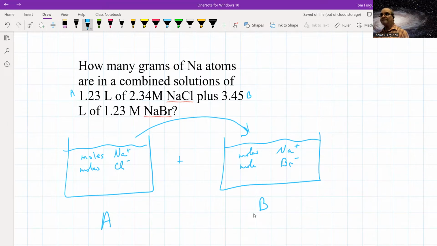But we're looking at how many grams of sodium atoms we have. Just sodium bromide, just find it on the periodic table. So instead of chloride, it's Br. That's all. But it's a solution, though. So that means solutions of sodium chloride are sodium ions and chloride ions. Sodium bromide is going to be sodium and bromide ions. So when we dump these together, we're going to have three ions in that new solution.